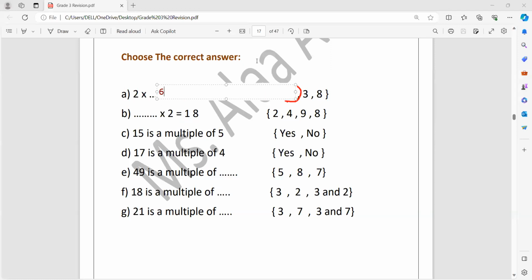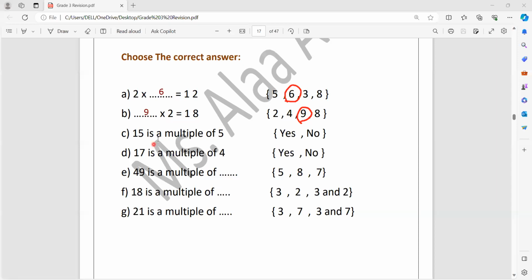Next, we have a missing factor times 2 equals 18. Again, I am in timetable 2. 2 times what gives me 18? Sure, we have 2 times 9 equals 18. So I'm going to write 2 times 9, or 9 times 2, equals 18.